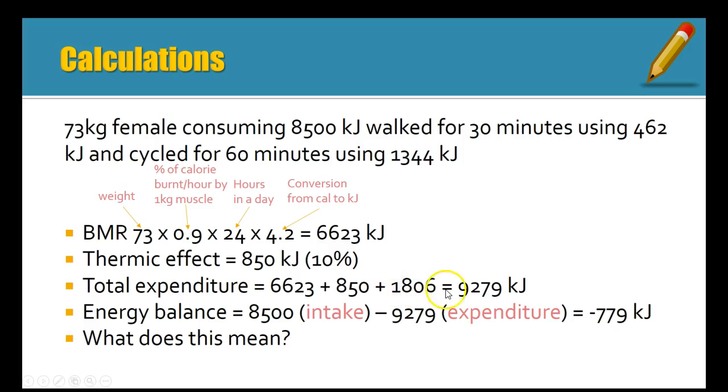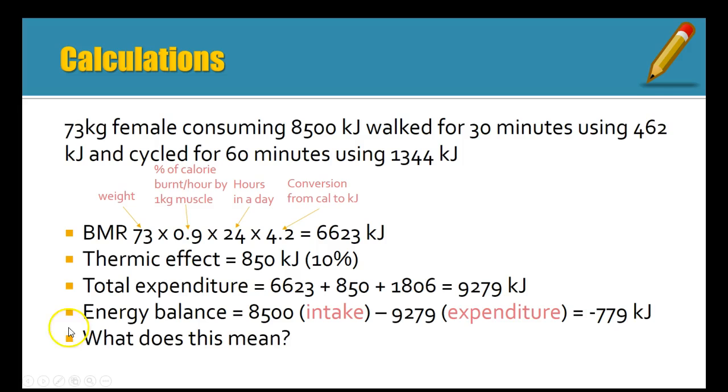So you add all three together and you get a total energy expenditure of 9,279 kilojoules. Now, to work out the energy balance, you have the total amount of energy consumed minus the energy expenditure, which gives us a negative of 779 kilojoules.